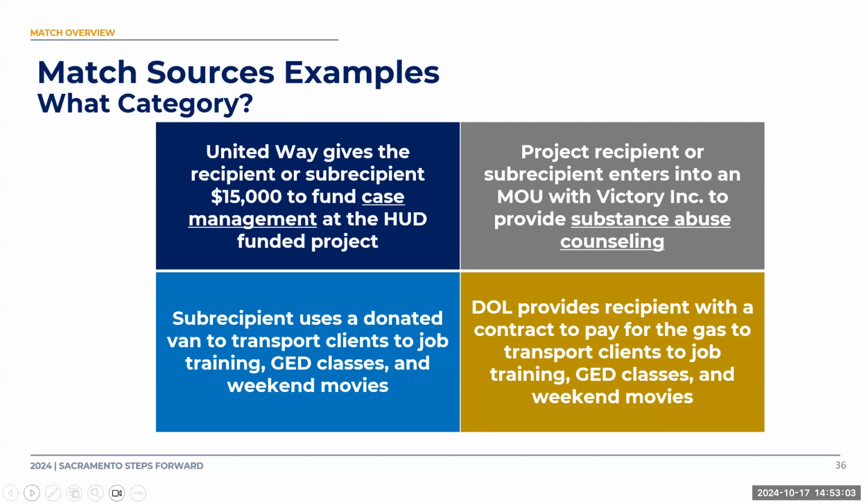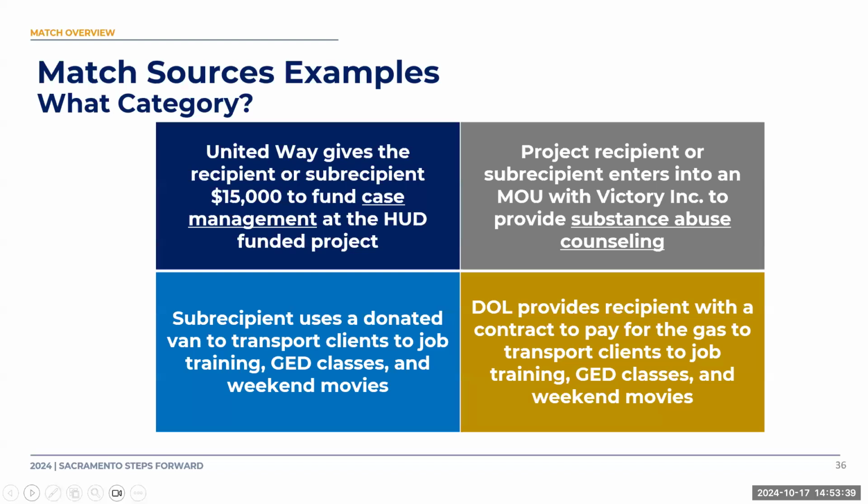Okay. The Department of Labor provides a recipient with a contract to pay for the gas to transport clients to job training, GED classes, and weekend movies. So think about that one for a second. We have a contract, so that's good. We are paying for gas, which is eligible under transportation. Job training, still yes. GED classes, still yes. Weekend movies, no. So again, this would be tracking.